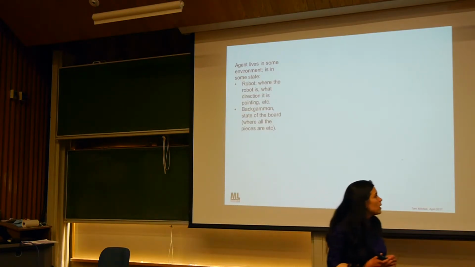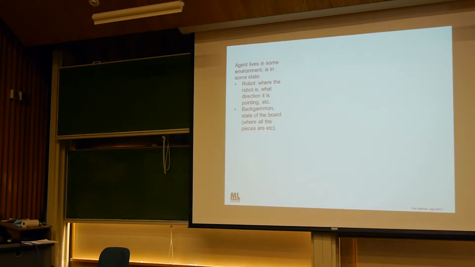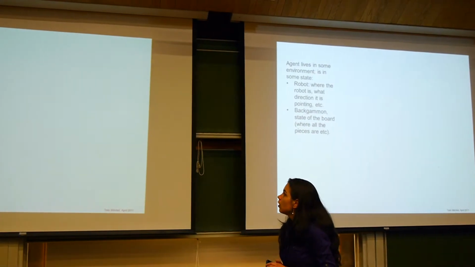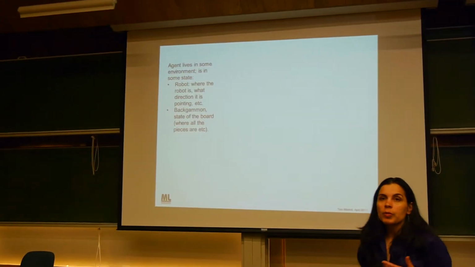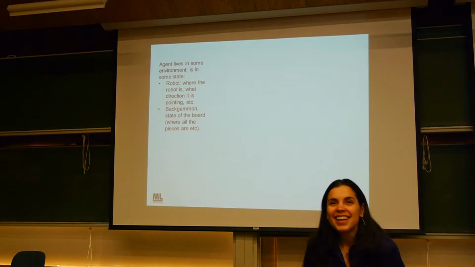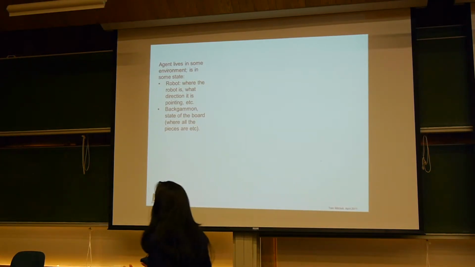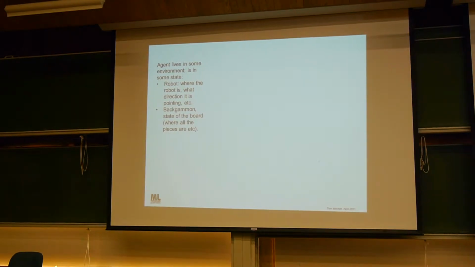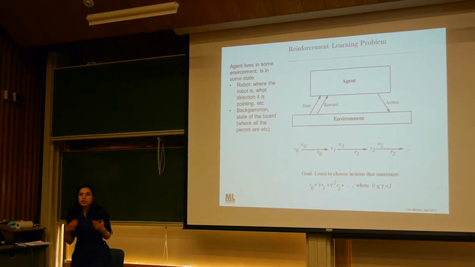The formalism is as follows. We have an agent that lives in some environment, and the agent is at any moment in time in some state. It could be, for example, a robot, and the robot maybe has some goal, maybe to open a door or to deliver some pizza. The state in that case would be where the robot is, what direction it is pointing to, and so on. Or in the backgammon playing game, the state would be just which state of the board we are in.